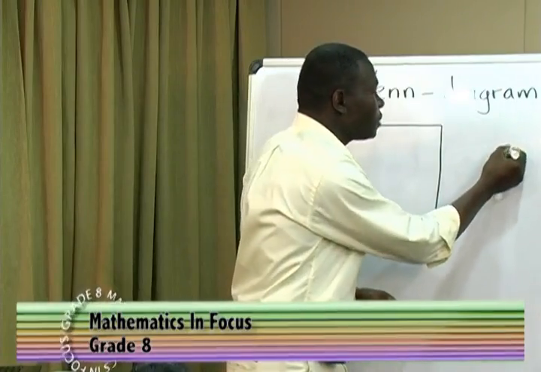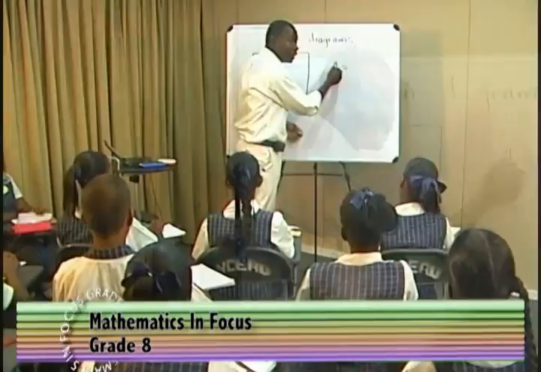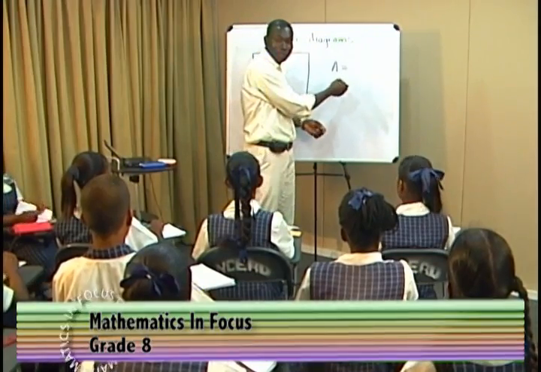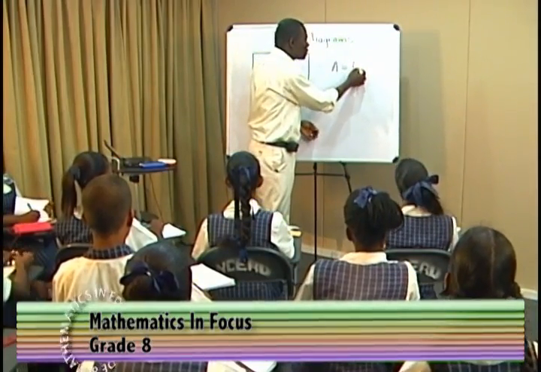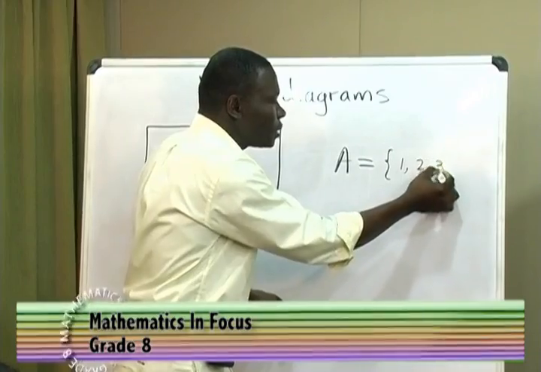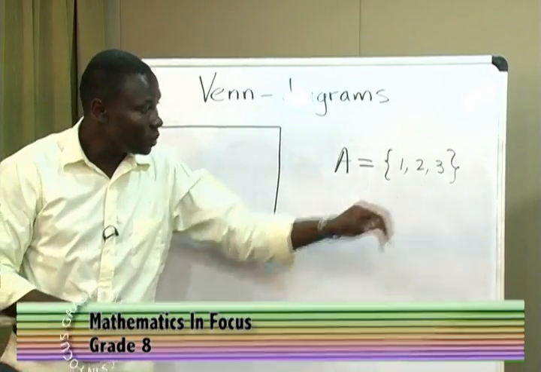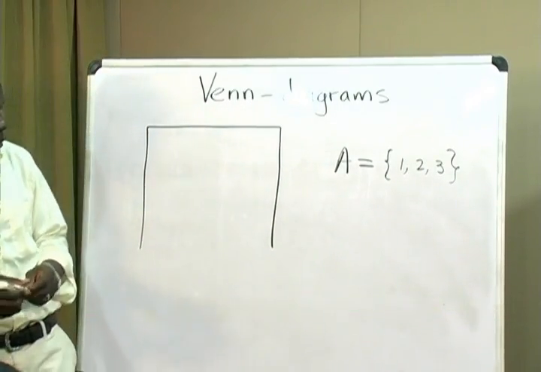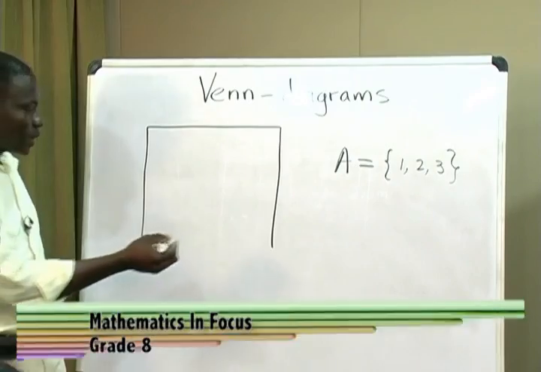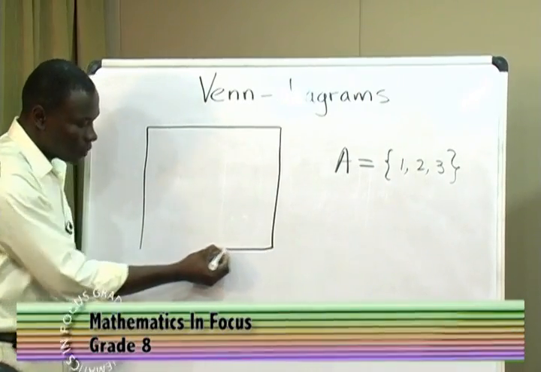The familiar way that we can use to represent sets is, for example, we say A is equal to, and what do we use? Curly brackets. Yes, we say curly brackets 1, 2. These are the elements in the set A. So this is one way in which we can represent the set. But now we're going to represent the set using a diagram.